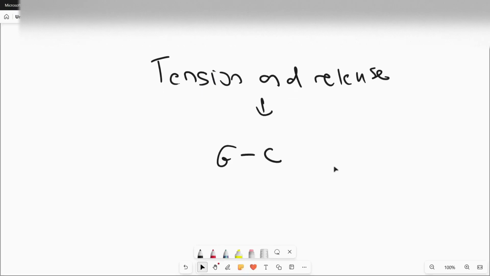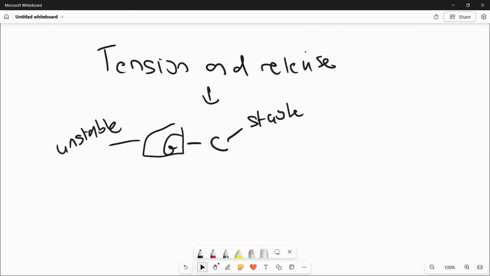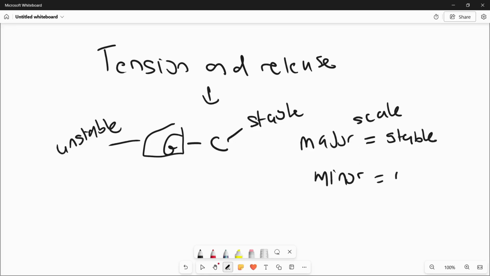When you heard the G chord, did you notice that it felt unstable? And when you heard the C chord, did you notice that it felt stable? That's the main concept of tension and release. And what I'm trying to say to conclude is that the major scale is a stable scale and minor is unstable.